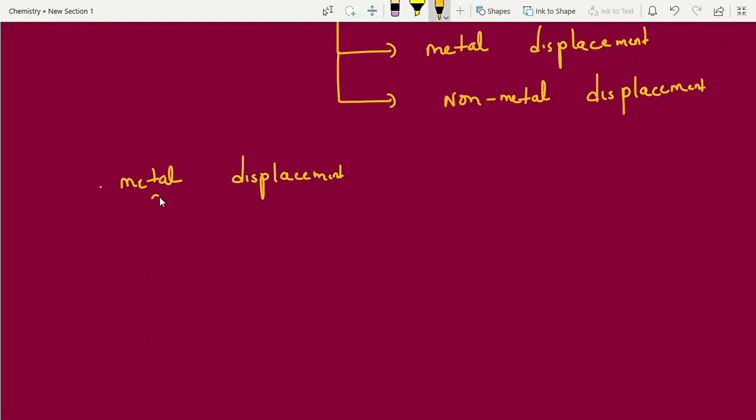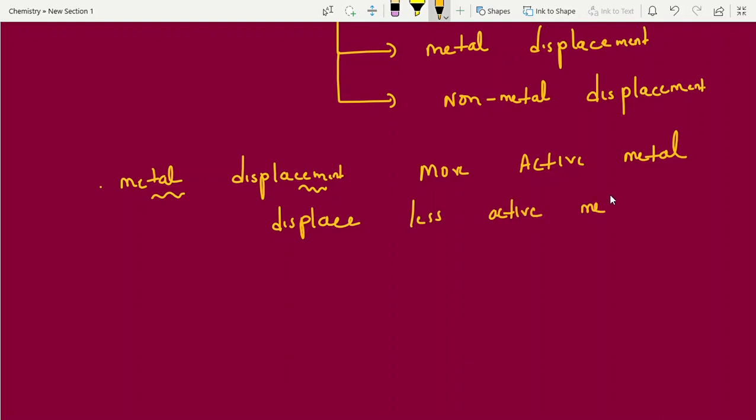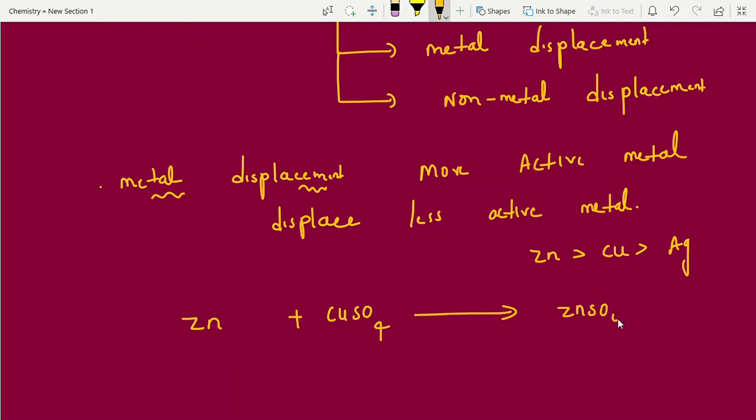Here we have to remember like this: a more active metal displaces a less active metal. Very common examples: Zn, copper, silver. So Zn is more active than copper and silver, like this. Now look into this. Zn reacts with copper sulfate, so it displaces copper. ZnSO4 plus copper. See, copper came out. This is what we call metal displacement reactions.